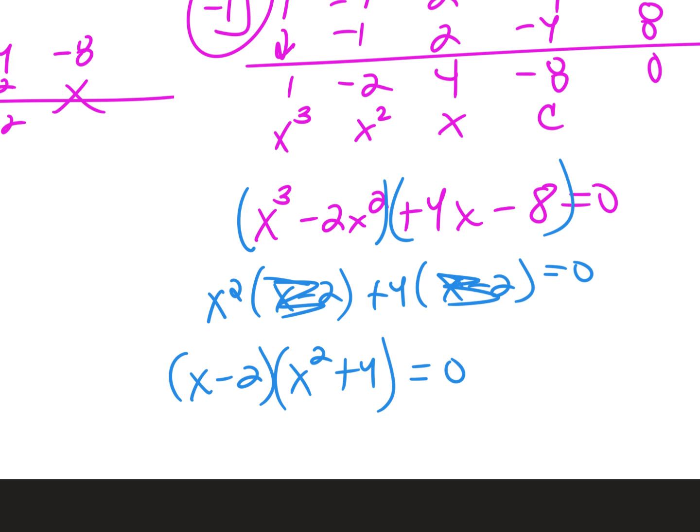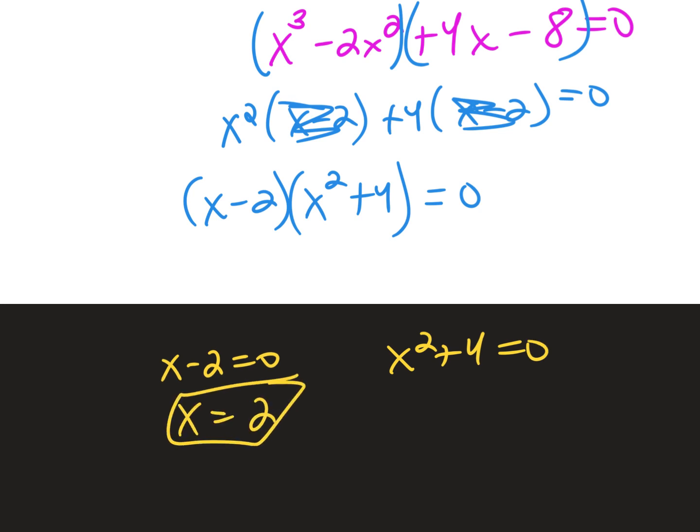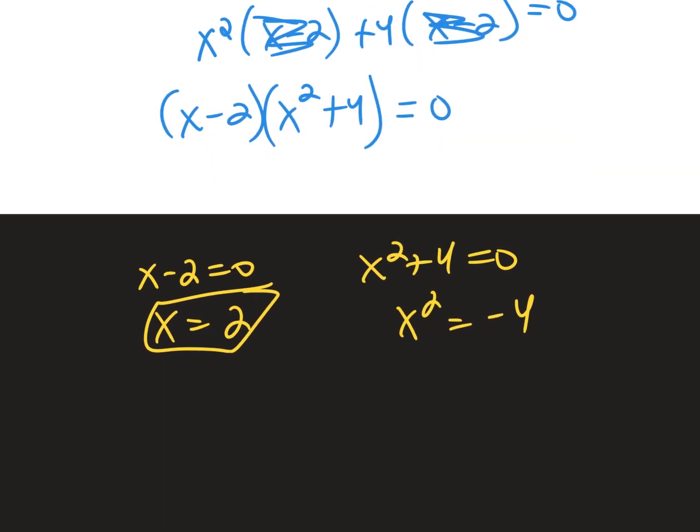Now, what do I do at this point? Do I have the difference of perfect squares? No. If that was x squared minus 4, you could tell me it was x plus 2, x minus 2. But it's not. I don't have difference of perfect squares. So at this point, I could just say, all right, well, I'm going to set each parenthesis equal to 0. So x equals 2 here. And then here, what is x squared? What happens here? What happens when we take the square root?